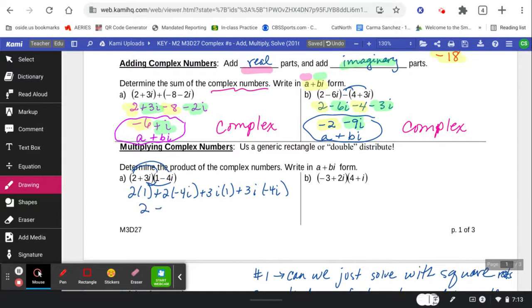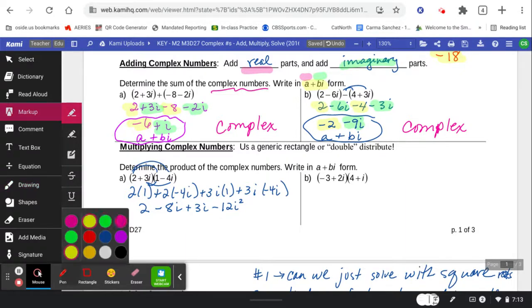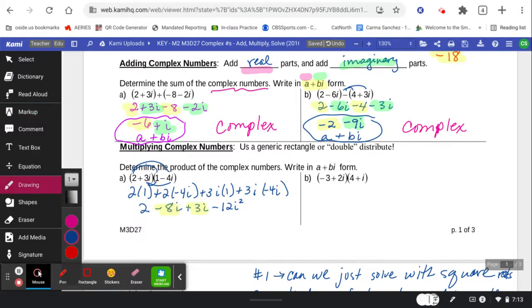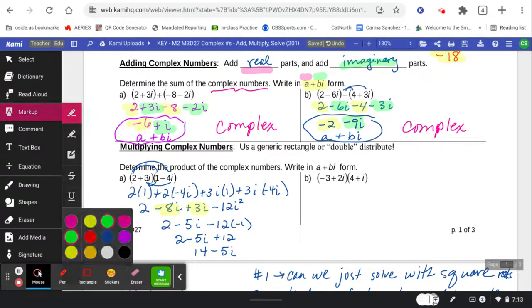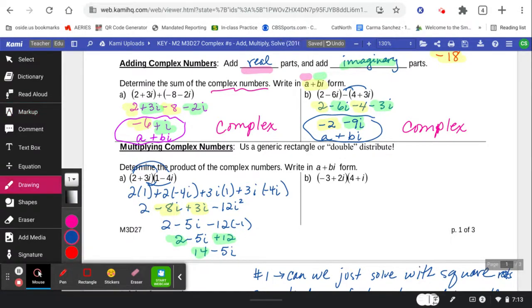So we get 2 minus 8i plus 3i minus 12i squared. Notice that the middle terms are like terms and can be combined. And then notice that i squared could be rewritten as negative 1. So 2 minus 5i plus 12, final answer 14 minus 5i, because this 2 and 12 could be combined, and now it's written in your a plus bi format.